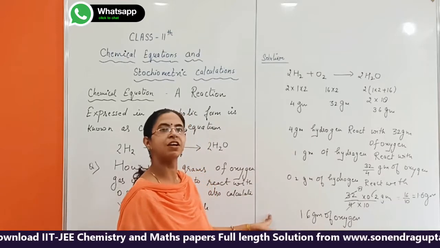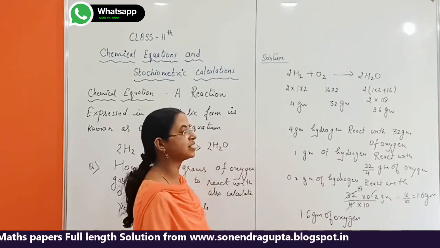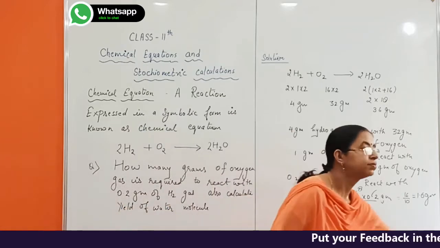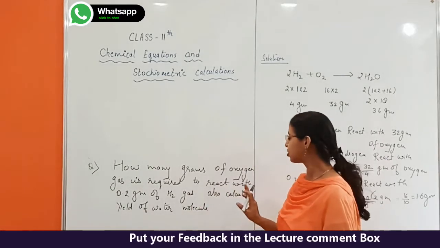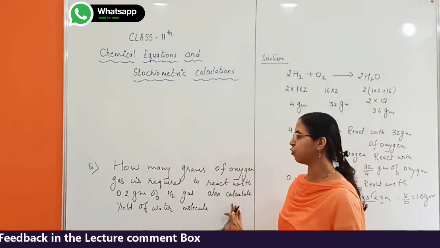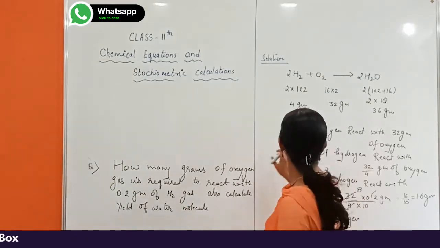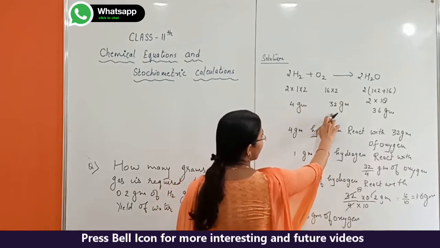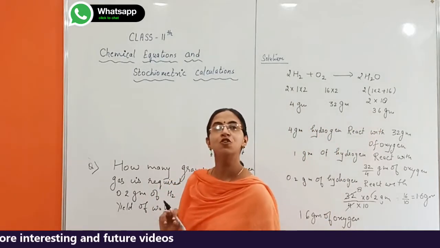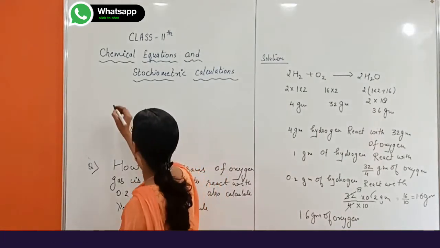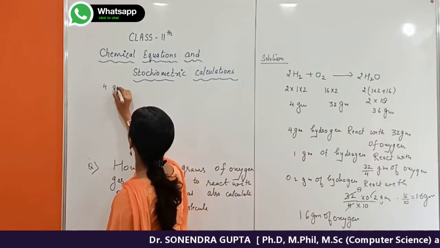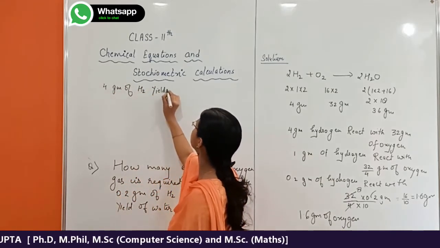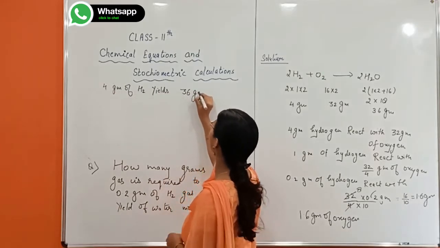So by unitary method we will calculate the answer of this type of numerical. Now second part is left and we will do that. So second part asks us for the yield of water molecule. As you can see here, when 4 gram of hydrogen reacts with 32 gram of oxygen, 36 gram of water is formed. So first line we will write that 4 gram of hydrogen yields 36 gram of water.